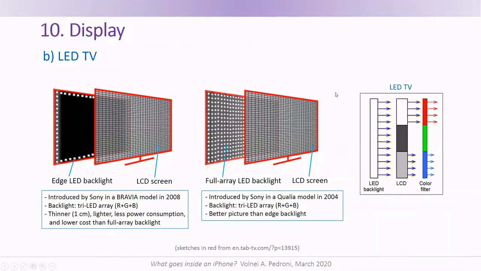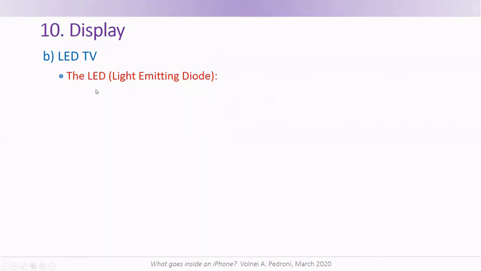As we saw before, the display of an LED TV consists of three main elements: the LED backlight, the display proper, which is a liquid crystal display, and the color filter. All three are described in detail next. So I'll start by describing the light emitting diode. As mentioned before, it is a device that emits light when an electric current flows through it.